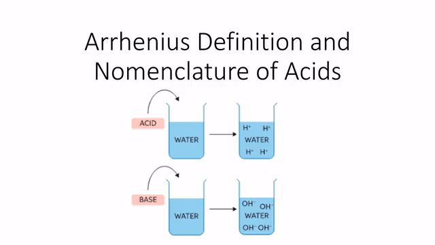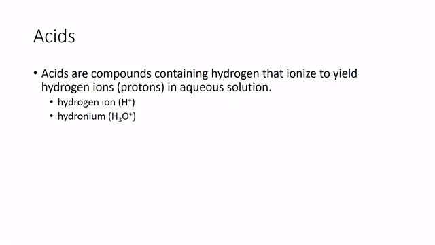We're going to learn about the first definition of acids and bases, the Arrhenius definition, and then learn how to name acids and bases. So first of all, according to the Arrhenius definition, an acid is a compound that contains hydrogen that's going to ionize to yield hydrogen ions in aqueous solution. Notice I also have next to hydrogen ion, proton, because basically what a proton is, it's a hydrogen ion.